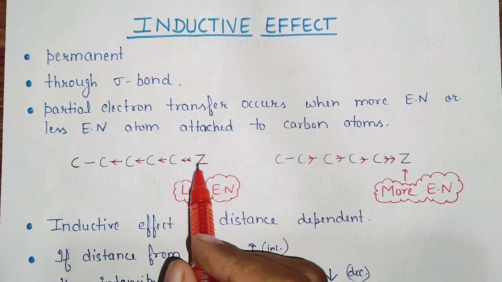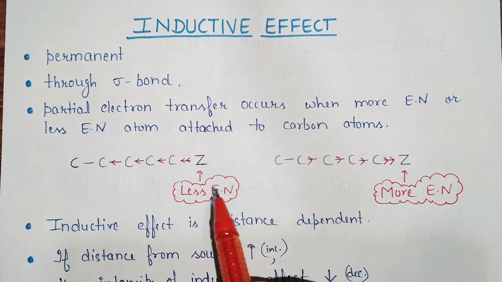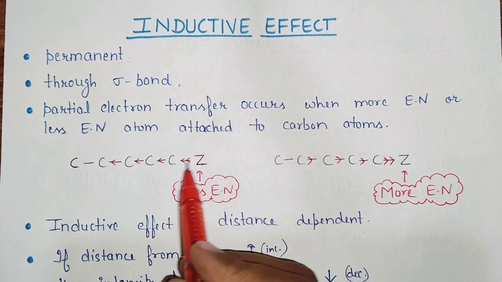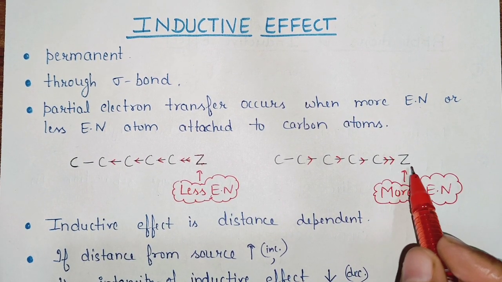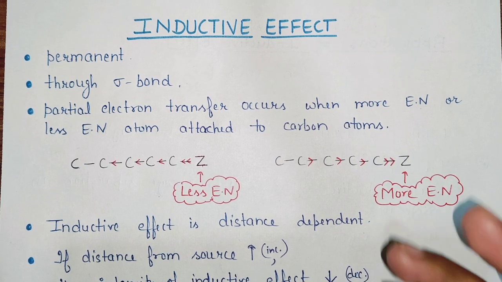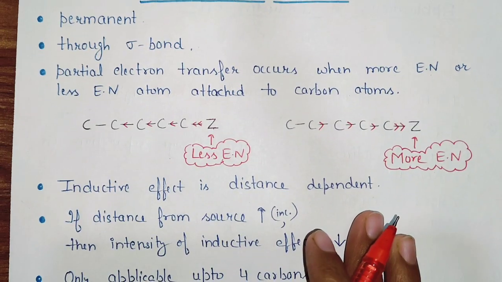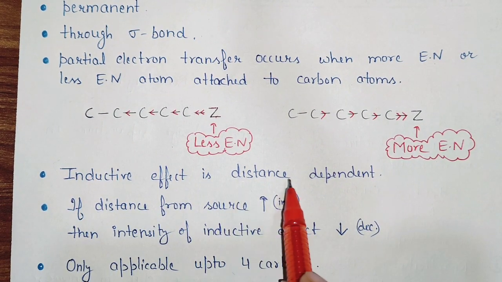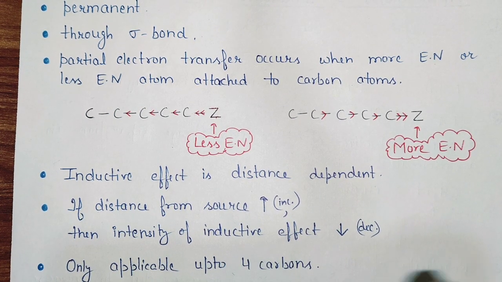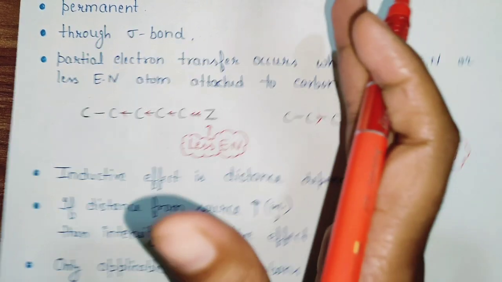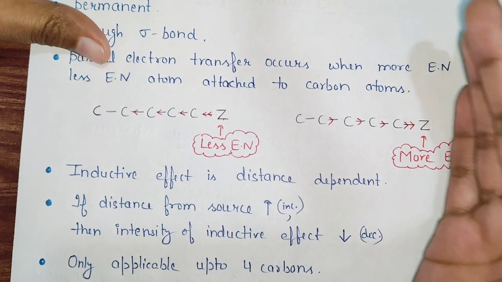Here you can see an atom Z. I have denoted any electronegative atom as Z. If it is less electronegative, it will release its electrons towards the carbon chain. And if Z is more electronegative, it will withdraw electrons from the carbon chain. Okay, so the inductive effect is distance dependent. It depends on the distance from the source. If the distance from the source increases, then the intensity of the inductive effect decreases.